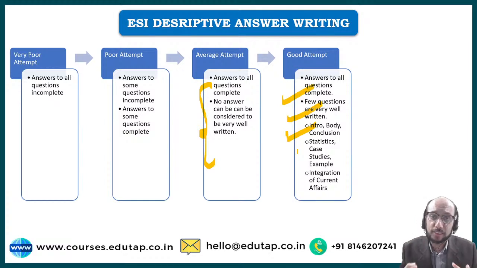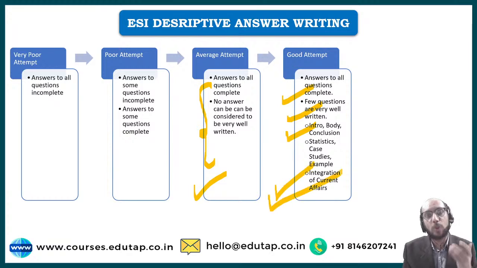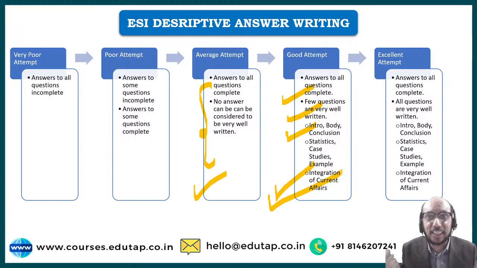Out of your 4 answers, if 1 or 2 answers are well written, I cannot easily fail you, because even I have a conscience, even I realize that this is a student who has written all 4 answers and few answers are well written. I cannot easily fail you, at least. I can fail somebody who has written an average attempt, but I cannot easily fail someone who has given a good attempt. And if you have given an excellent attempt, I cannot fail you. I cannot fail you.